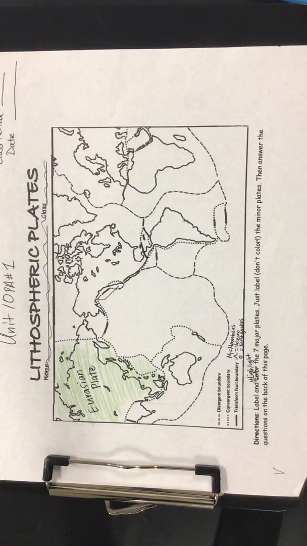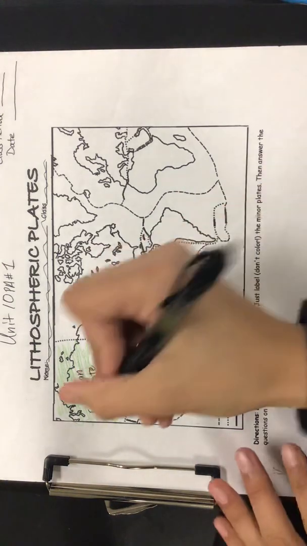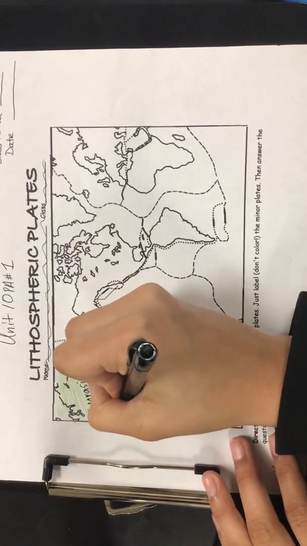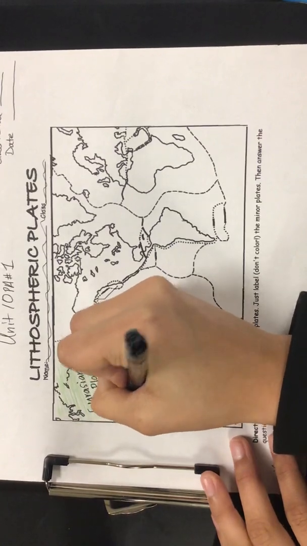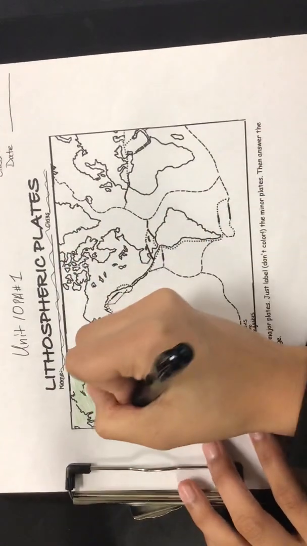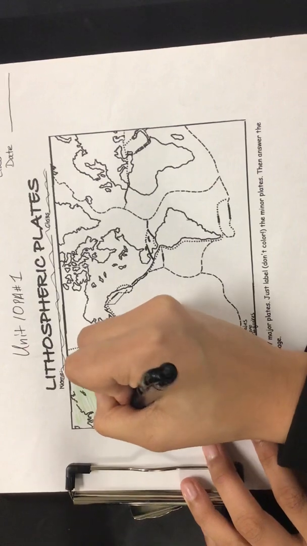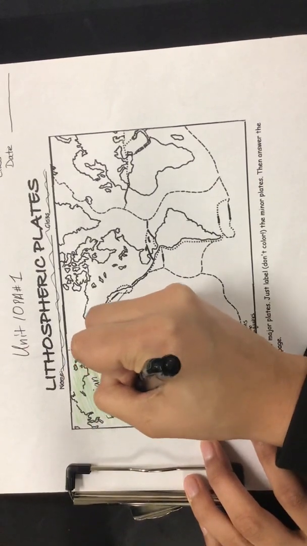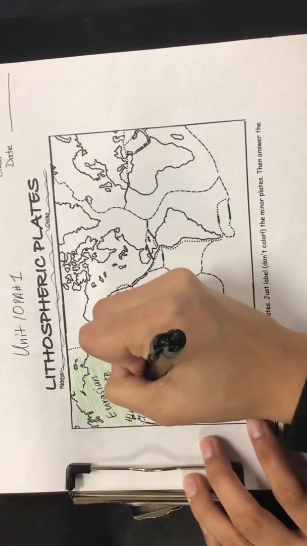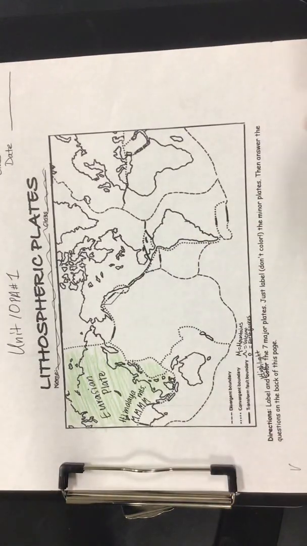Some major mountains we have over here are going to be located right here, so we're going to put an M for mountains. These are Himalayan mountains. You might have heard of them. Himalaya. I'll put MTS for mountains. All right, that's our Himalayan mountains.